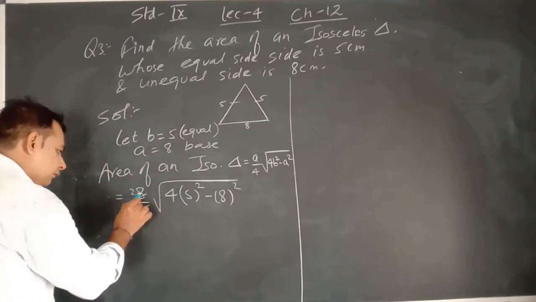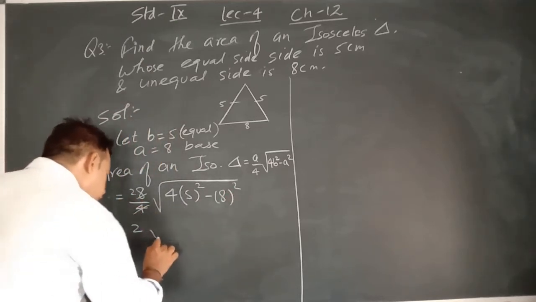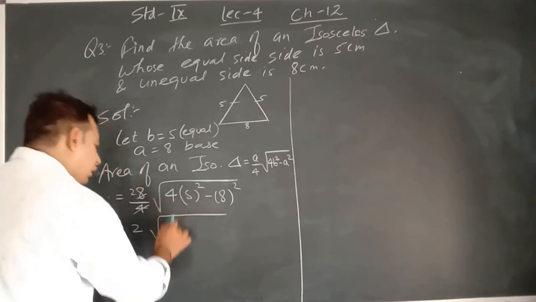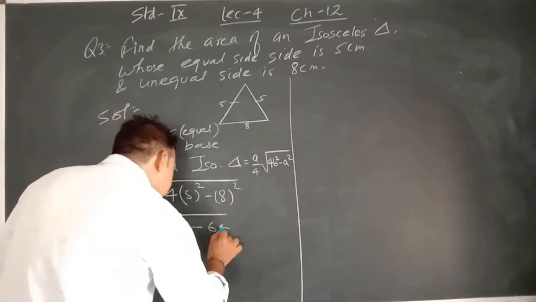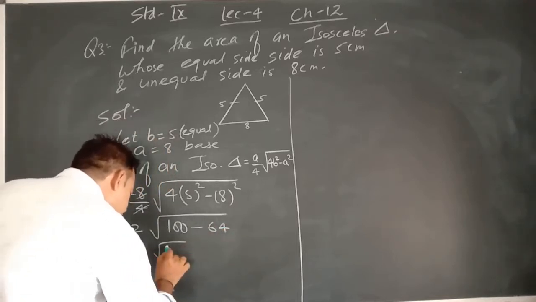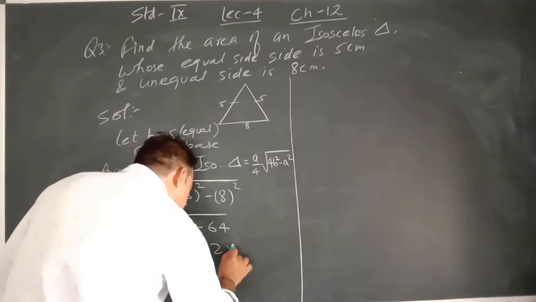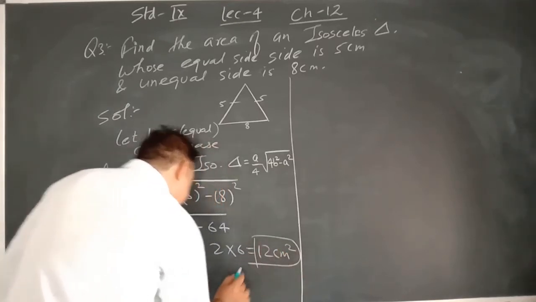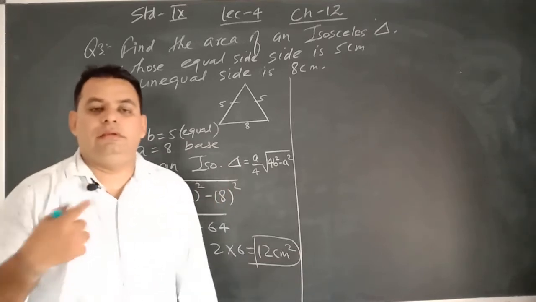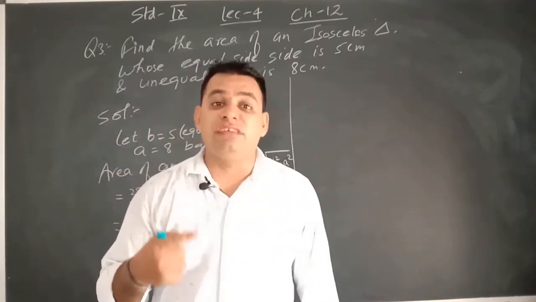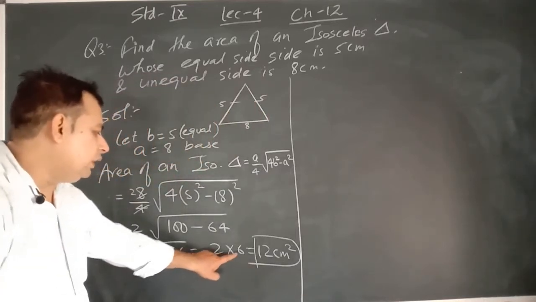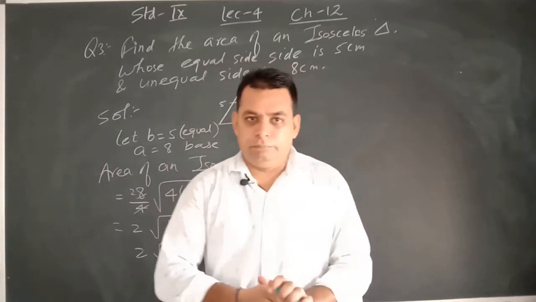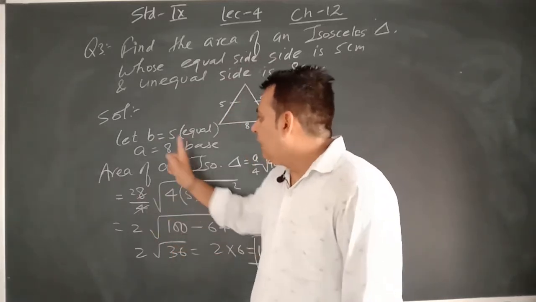When I cancel it, we are getting 2. 25 into 4 is 100 minus 64. 2 root 36, which means 2 into 6 is 12 centimeter square, because root 36 is 6. So I have taken 6 out. 2 into 6, 12. So this is the formula for getting the area of a triangle, the area of a triangle by the isosceles triangle formula.